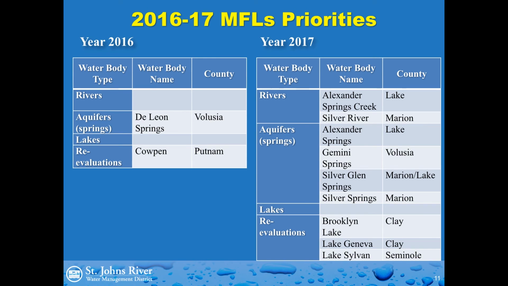The priority list for the current fiscal year 16-17 includes the following MFLs. MFLs for DeLeon Springs and Cowpen Lake became effective. They were adopted. They came before you in December of last year, and they became effective on February 1st of this year. We're currently working to finish 4 outstanding Florida Springs, Silver, Silver Glen, Alexander, and Gemini, to meet the July 1st, 2017 date set by Senate Bill 552.